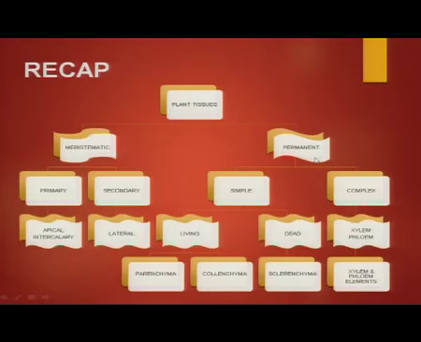Then the other type of tissue that is present in the plants is the permanent tissue. Permanent tissue can be of simple or complex type. When the permanent tissue is made up of only one type of cells, it is said to be simple permanent tissue, while when it is made up of more than one type of cells, it is known as complex permanent tissue. Simple permanent tissue can be made up of living or dead cells.